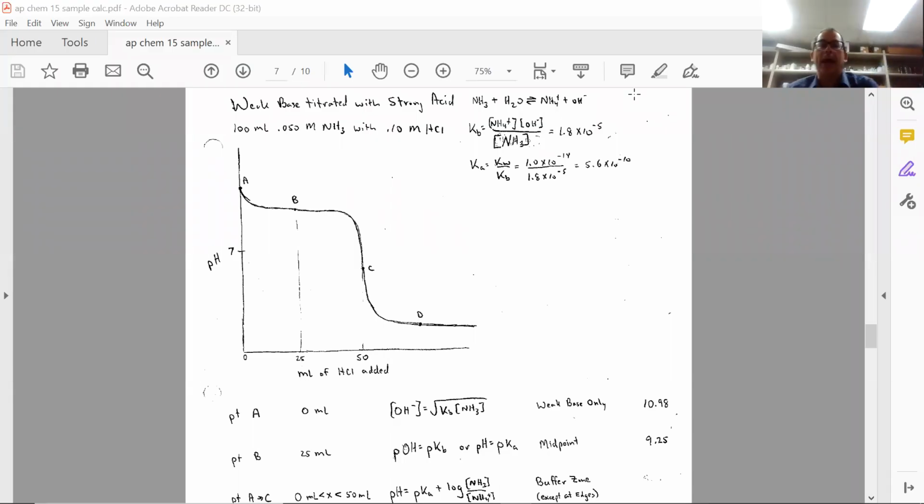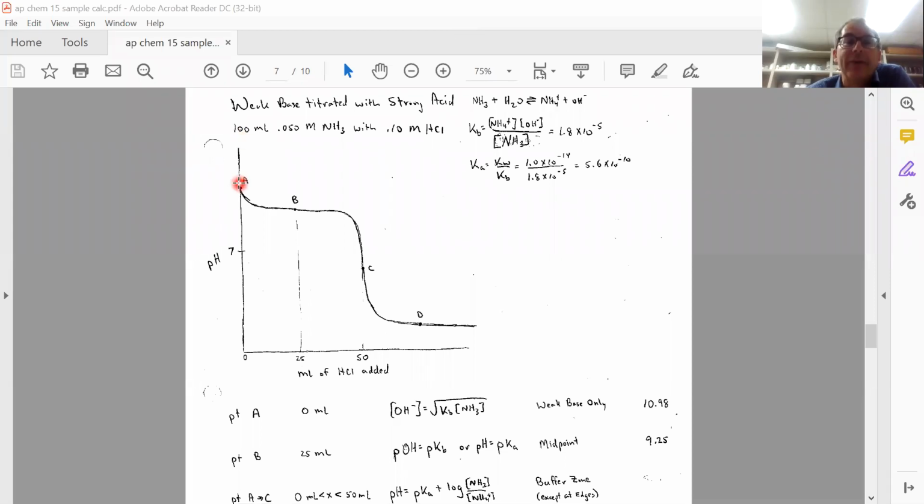We will take a look at titrating a weak base with a strong acid. This is like what's done in section 15.4, except they don't give this specific example, and I think it would be good to see one here, so that's why I'm showing it. Let's take a look first at the titration curve.